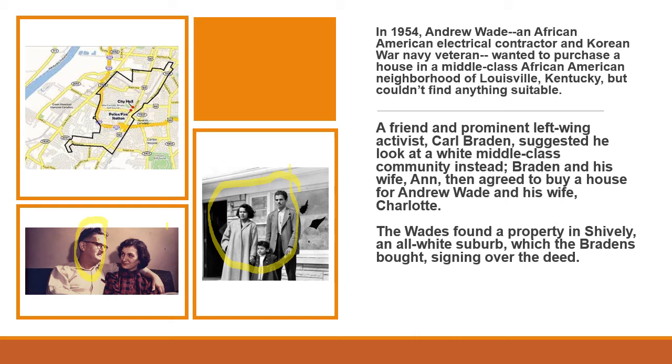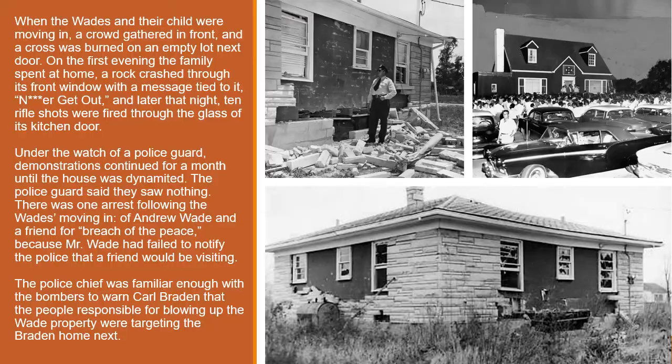So what happened was the Bradens purchased a house in Shively, which at the time in the 50s was an all-white suburb. So they bought a house for the Wade family in Shively, because the Wade family wasn't allowed to buy a house there because of a racial covenant that basically said you can't sell these houses to non-whites.